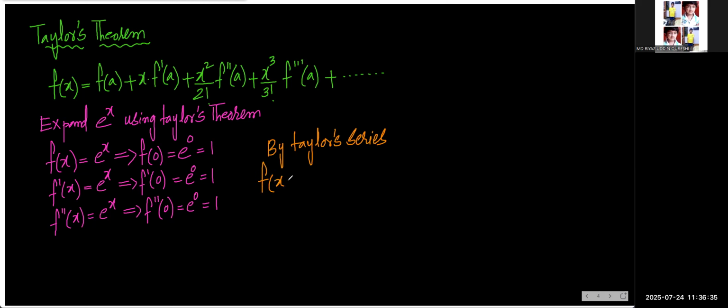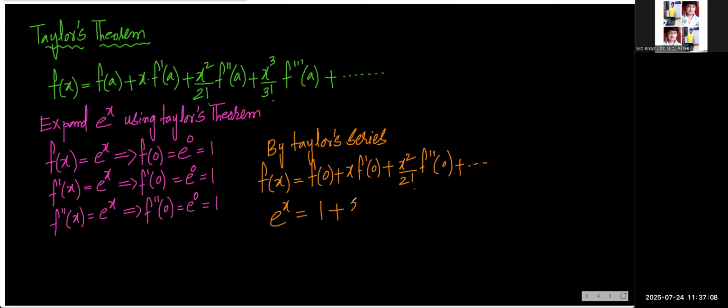F of x is equal to, we have a point now, 0. We don't have a point. F of 0 plus x into f dash of 0 plus x square by 2 factorial into f double dash of 0 plus and so on. Minimum 3 terms is required. F of x value we got it. We know that it is equal to e power x. So e power x is equal to f of 0 is 1, plus x into f dash of 0 is 1, plus x square by 2 factorial into 1.